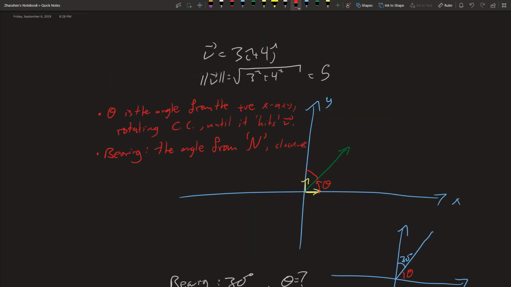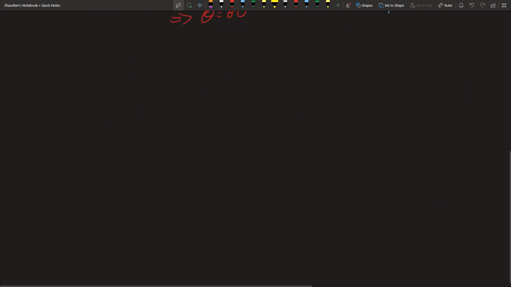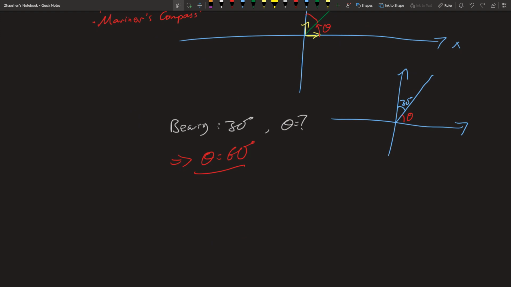The third way to define the direction is by something called Mariner's compass. Basically, if I wanted to express, for example, theta equals 60 degrees in Mariner's compass, we have several ways. We can say it is equal to east 60 north, meaning that you start from east and you end at north, and then you go 60 degrees. So east is this direction, right? North is that direction. You want to go from east to north 60 degrees.